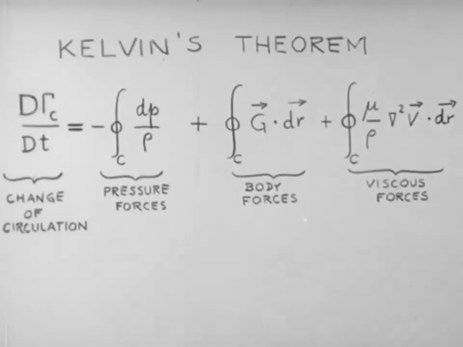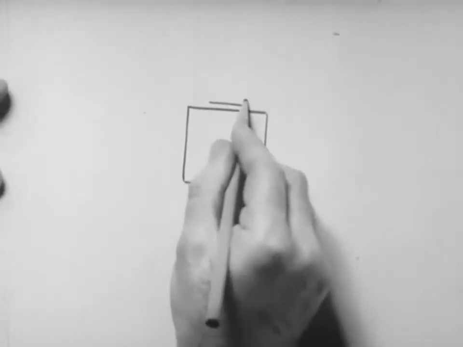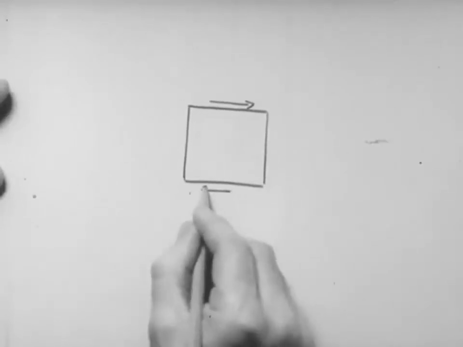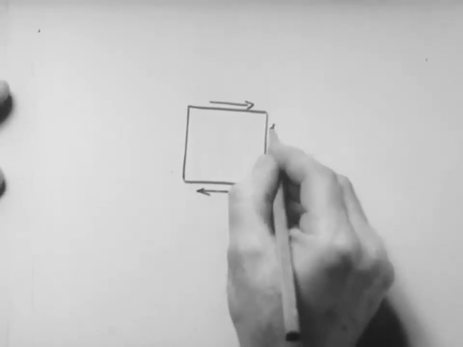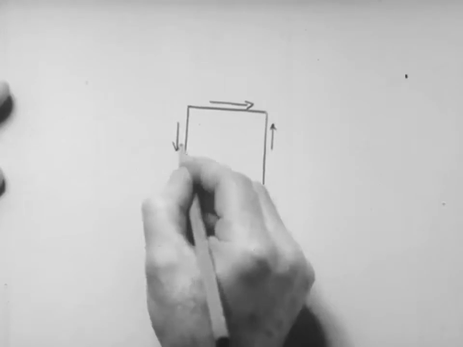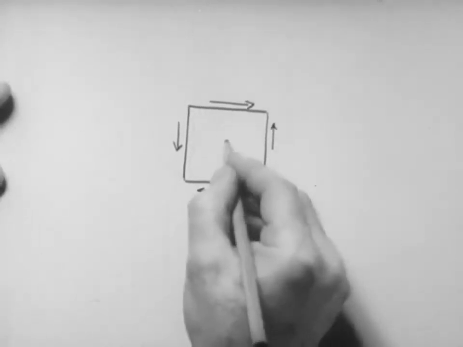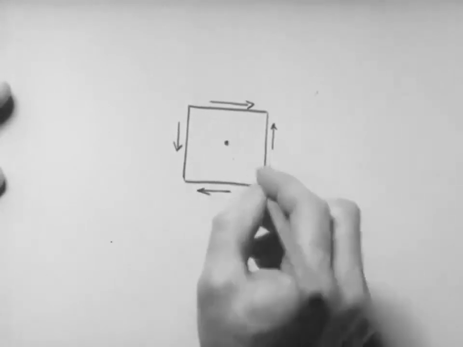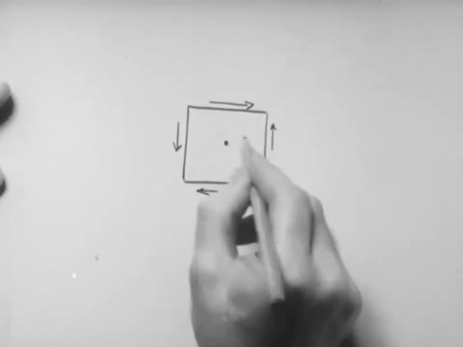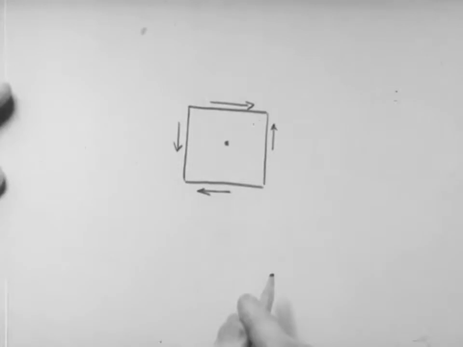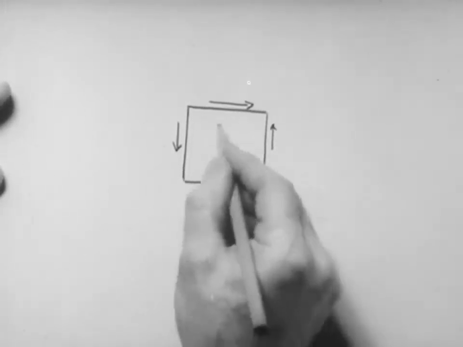Let's look first at the torques due to the viscous forces acting on a fluid particle of fixed identity. You can see from the force diagram for this fluid particle that the viscous forces can produce torques about the center of gravity, the center of mass. These torques are capable of changing the vorticity of the fluid particle, and thus the circulation.